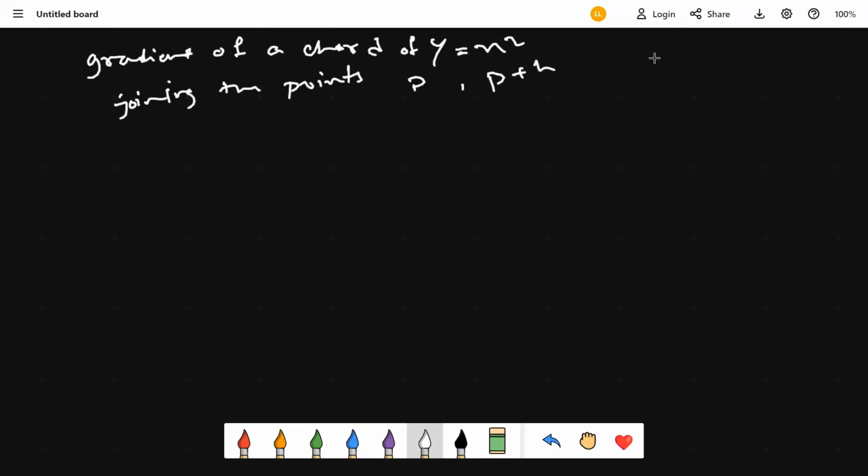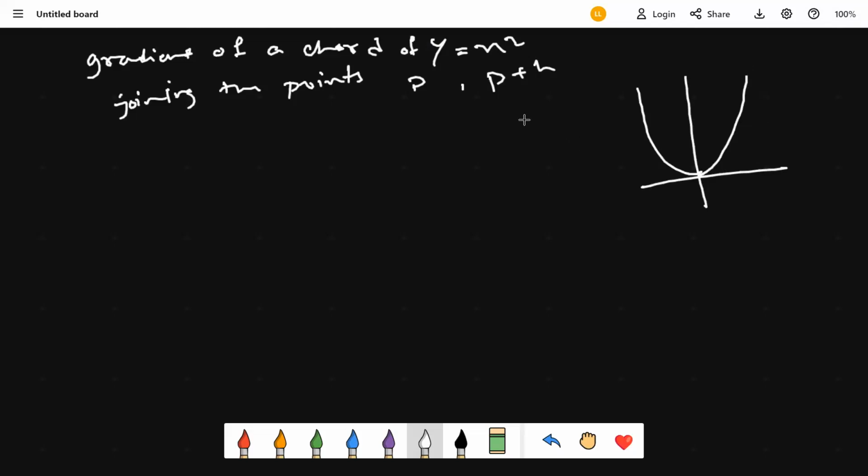Gradient of a chord of y equals x squared. Try to plot y equals x squared. How does it look? The y equals x squared curve actually looks like this. If you are unable to freehand draw it, or don't know how the graph looks, just place some values. Let's say at x equals 0, what is the value of y? At x equals 1, what is the value of y? At x equals 2? At x equals 3? Try to place the dots there and draw a smooth curve, and you'll see this is what the graph looks like.